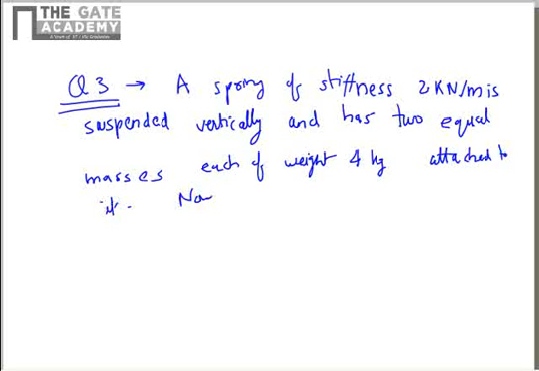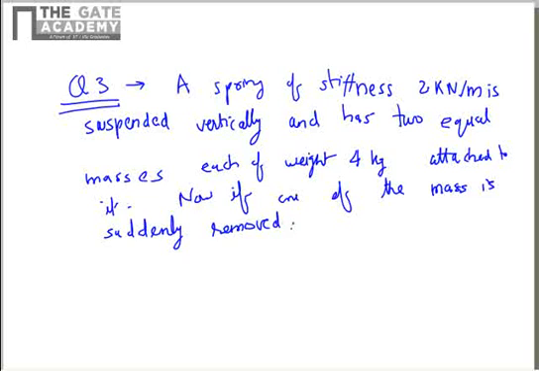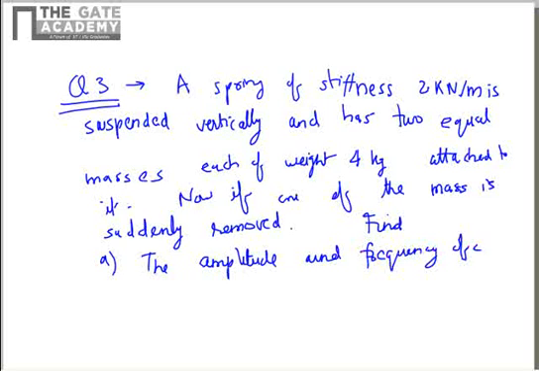Now, if one of the masses is suddenly removed, then the system will not be in equilibrium, it will be away from equilibrium, and it will start to vibrate. Then it is required to find first the amplitude and frequency of oscillation of the remaining mass. One mass is removed, the other mass is remaining on the spring.